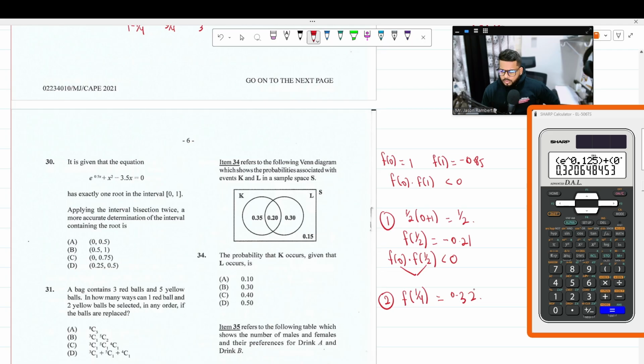So a root will exist between these two numbers now. We already performed interval bisection twice for a more accurate determination of the interval. Okay, so which one is smaller? A quarter. F of a quarter by f of a half is less than 0. So our root lies between a quarter and a half. D is the answer.